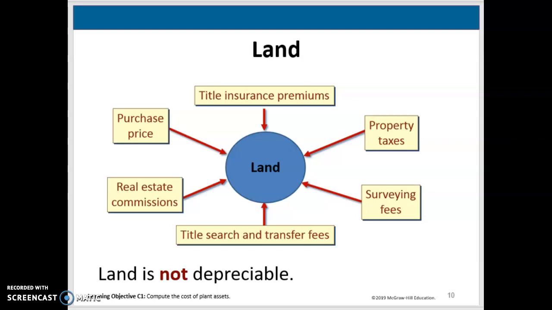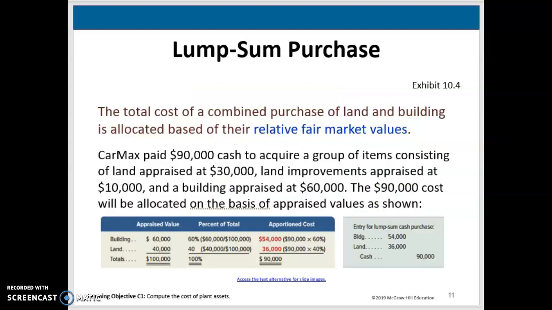How to do something called a lump sum purchase. So a lump sum purchase is when you're paying one amount for various assets. And what we're going to look at is how we can break that total amount up into the different categories.